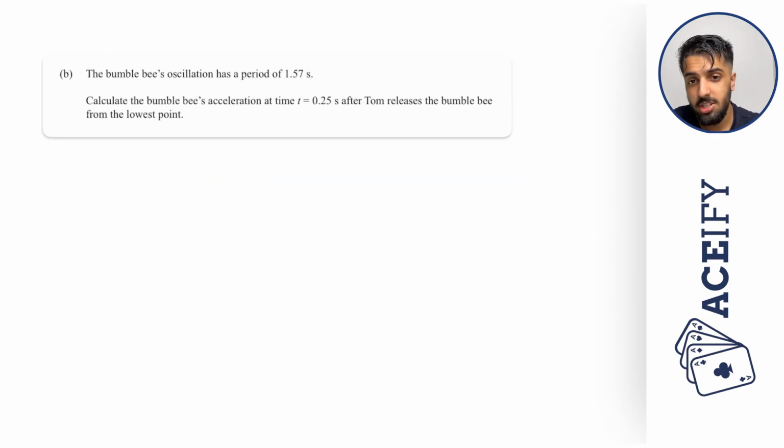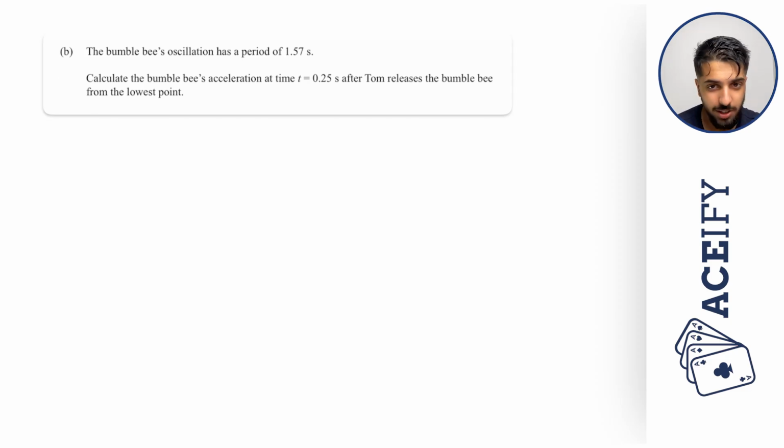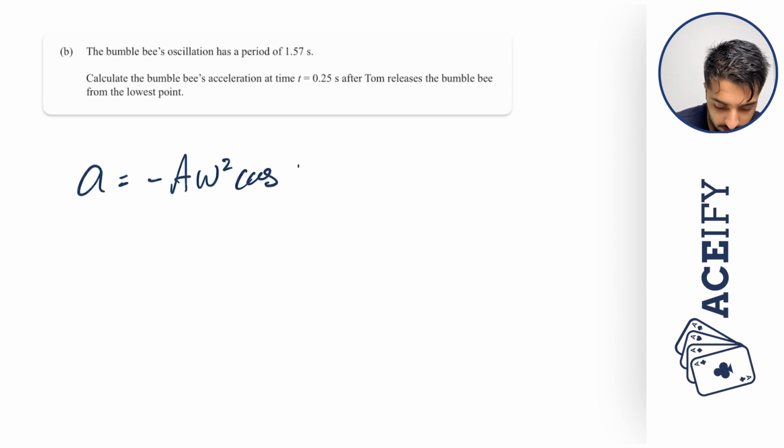The bumblebee's oscillation has a period of 1.57 seconds. Calculate the bumblebee's acceleration at time 0.25 seconds after Tom has released the bumblebee from its lowest point. Okay, so we're looking at acceleration, and we're also looking at simple harmonic motion. If you look at your formula sheet, our acceleration in simple harmonic motion is given as negative a omega squared cos theta, or cos omega t, because theta is equal to omega t.